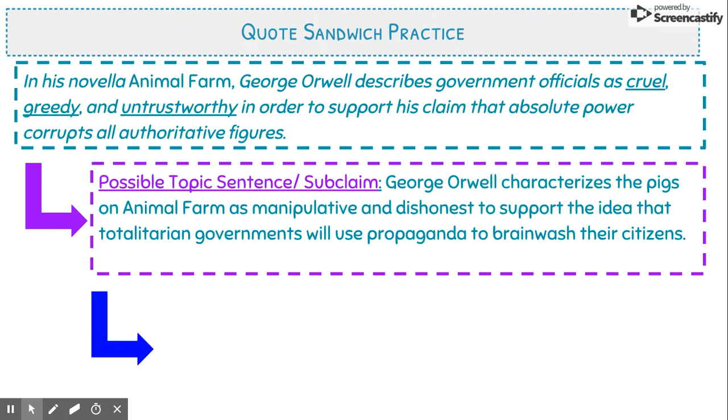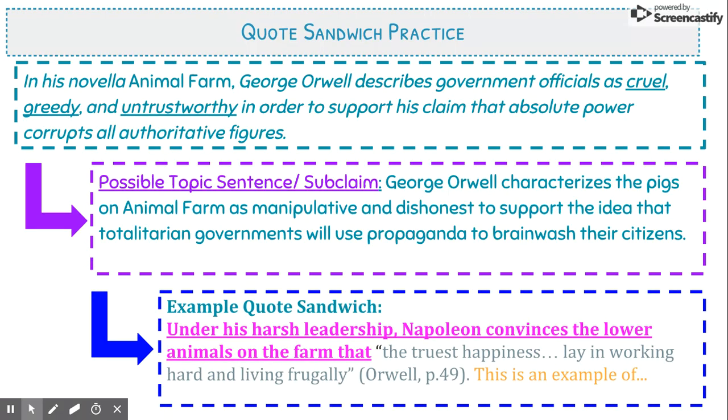Then, immediately after my topic sentence, I'm going to start with my first quote sandwich. Under his harsh leadership, Napoleon convinces the lower animals on the farm that, there's my bridge, my context, my description of where my quote is coming from, and then a very short quote. "The truest happiness lay in working hard and living frugally." Orwell, page 49. That's my quote, and it includes the quotation marks, the quote, and the citation.